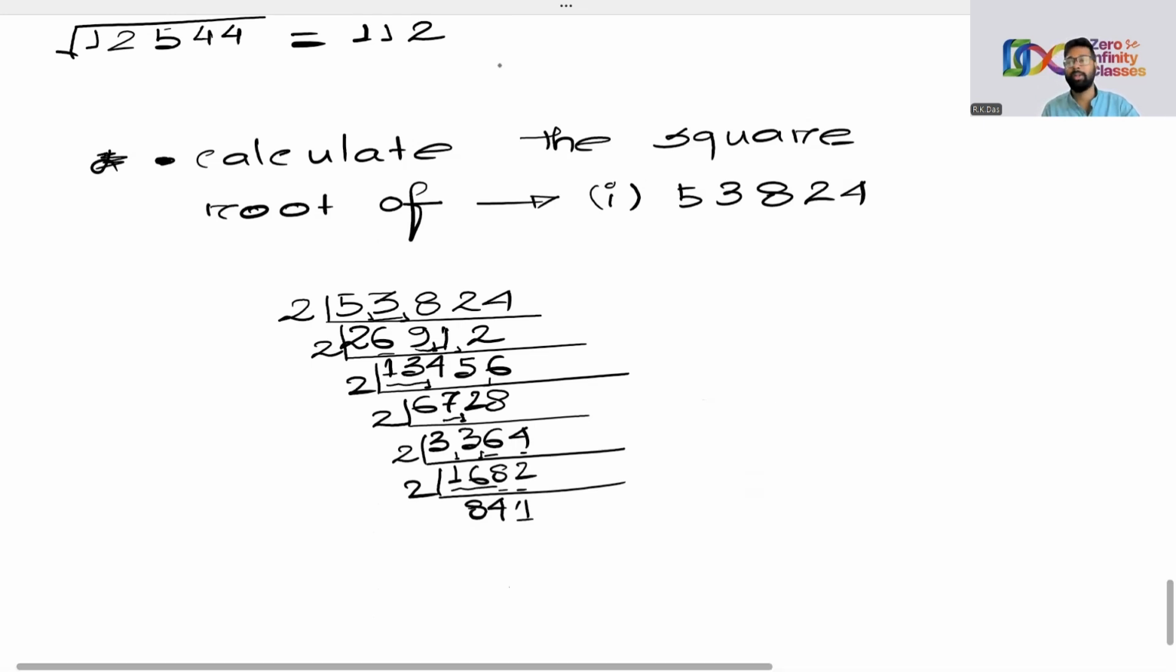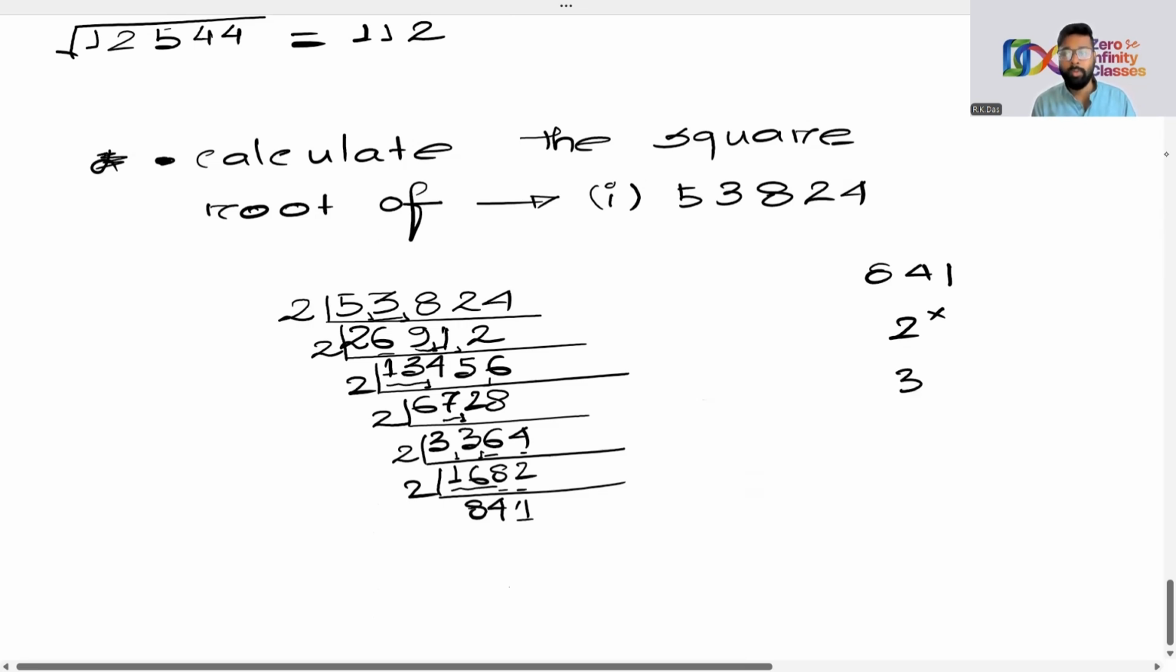841. Okay, 841. It is very challenging. Why? Because let us check 841 one by one. In 841, the last digit is 1, so it is not divisible by 2. Okay. Now let us check the rule of 3.